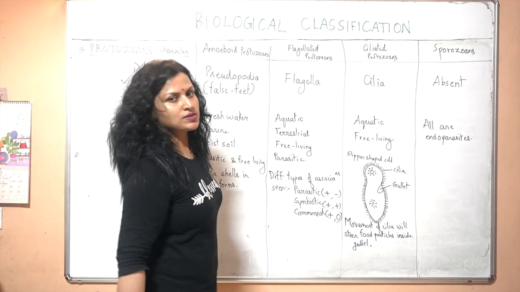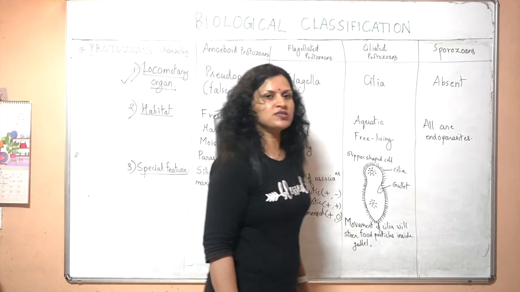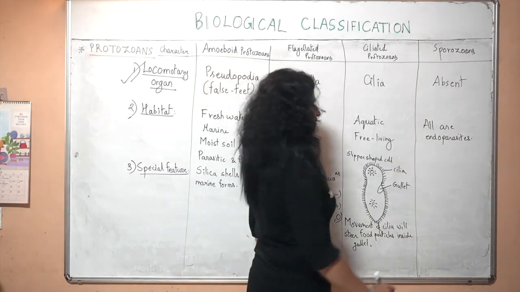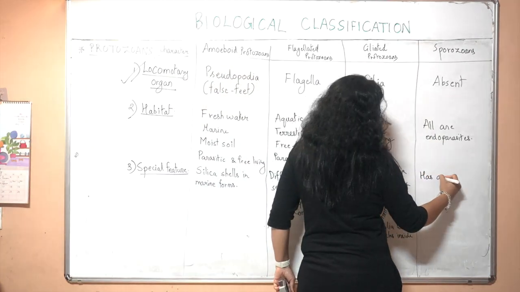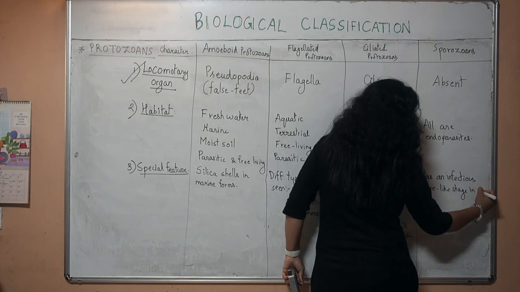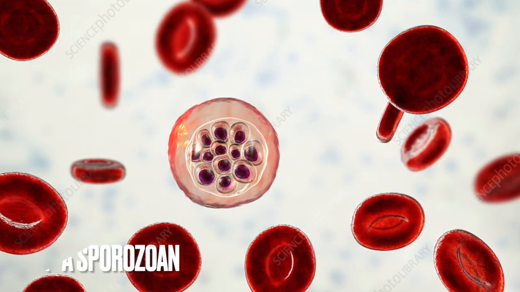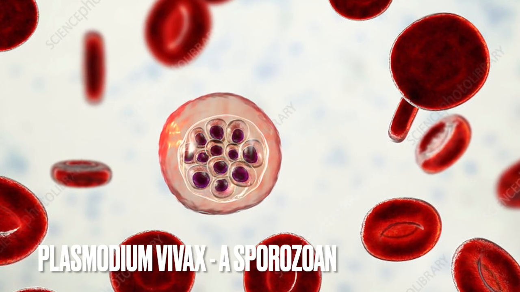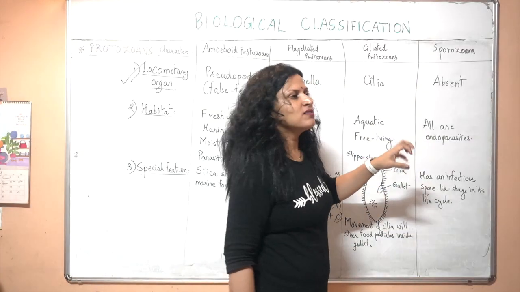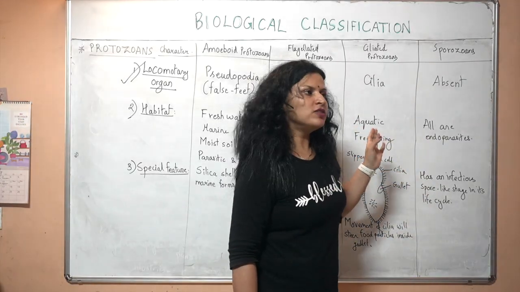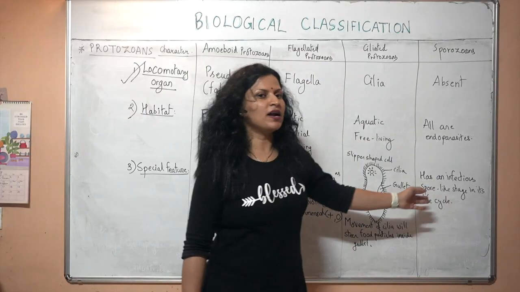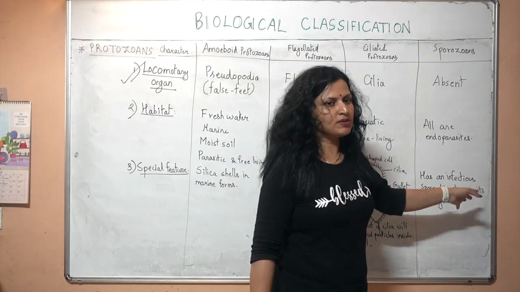And sporozoans. For sporozoans, the special feature is that it has an infectious spore-like stage in its life cycle. It is compulsorily a parasite, and when it is acting like that endoparasite, it will be covered by a spore wall. The spore wall will not be made up of cellulose, it will be made up of lipid and protein. So it is not a plant-like feature that it has. It is an animal-like feature.